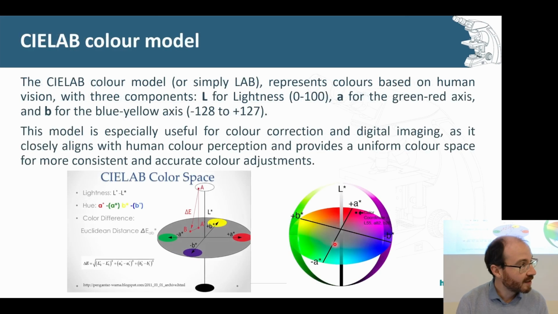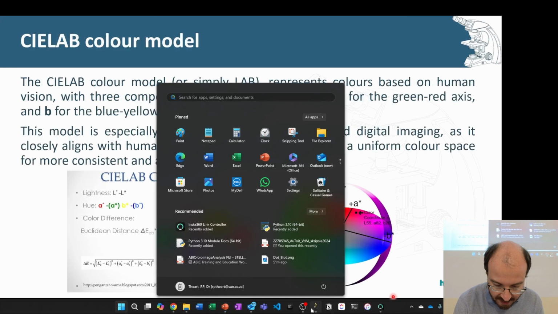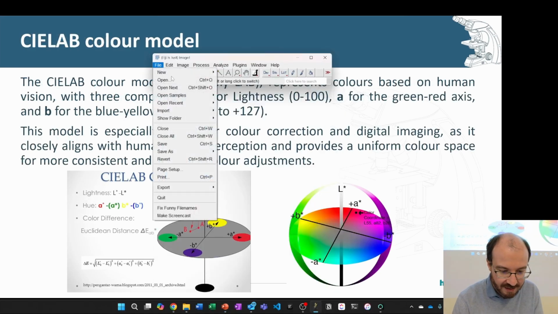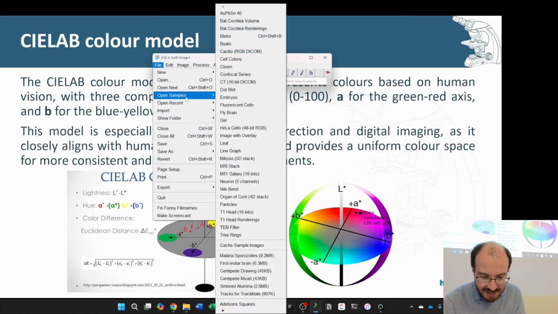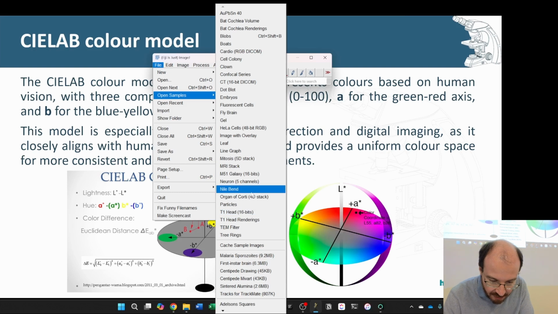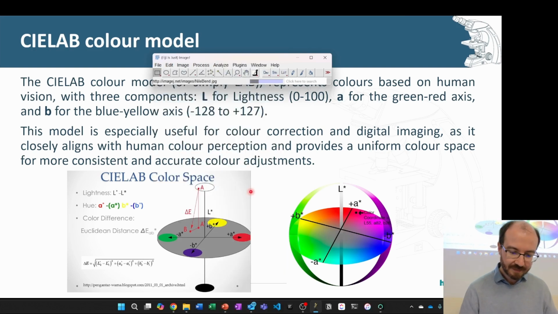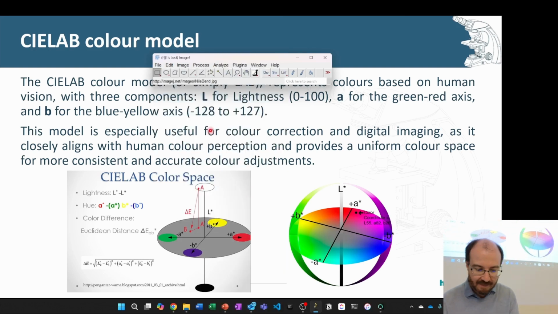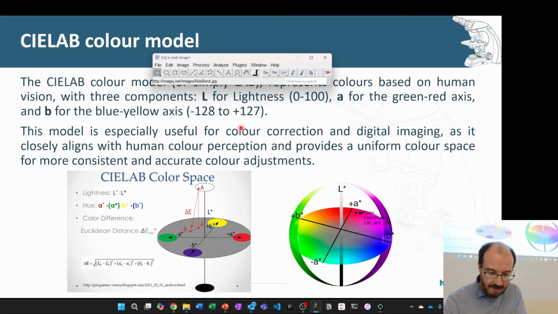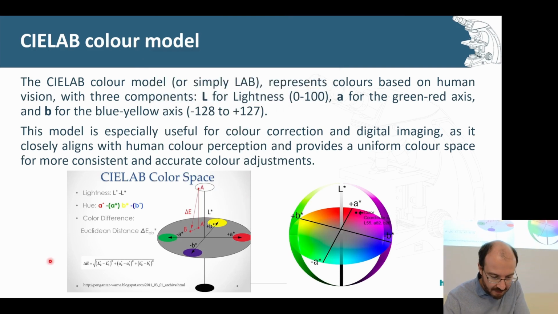I just want to do a quick demonstration of this. You don't need to follow along, this is just so you can see how it works. I'm just going to take this example, this Nile bend image. Maybe I must just again try to make the screen black.